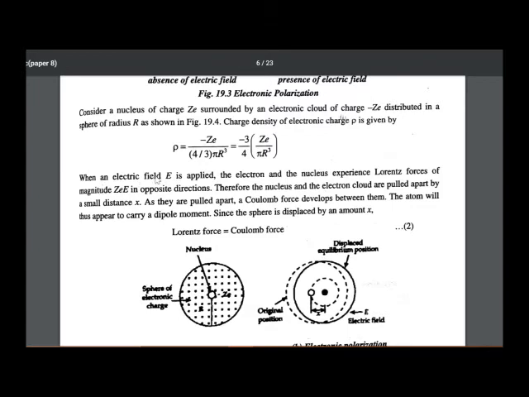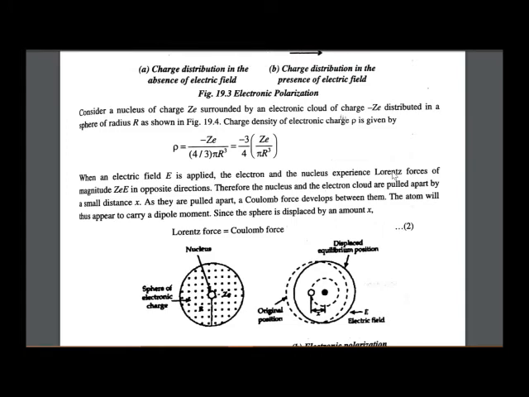When an electric field E is applied, the electrons and the nucleus experience Lorentz force. You know what Lorentz force is? Charge into electric field gives a Lorentz force. Lorentz force of magnitude Ze into E will act in opposite directions. That means the negative charges will be pulled to one side while the positively charged nucleus will move in the opposite direction. Therefore, the nucleus and the electron cloud are pulled apart by a small distance x. As they are pulled apart, a Coulomb force develops between them.